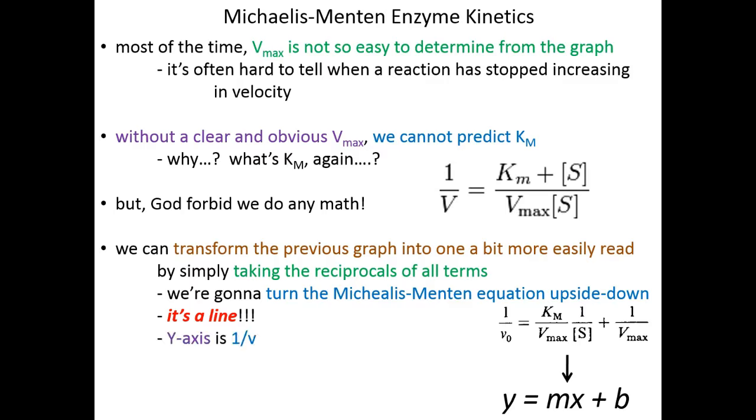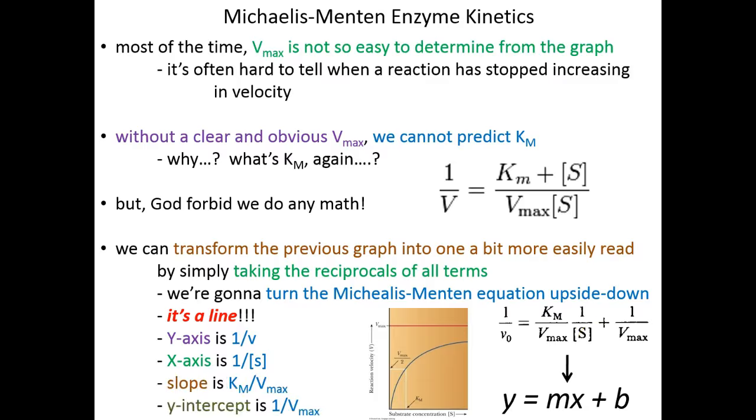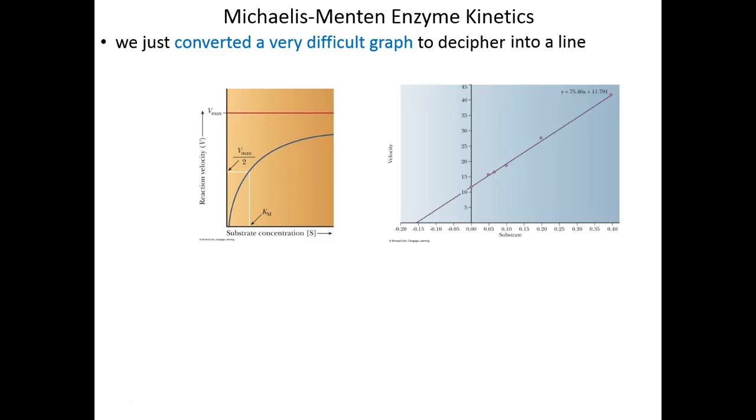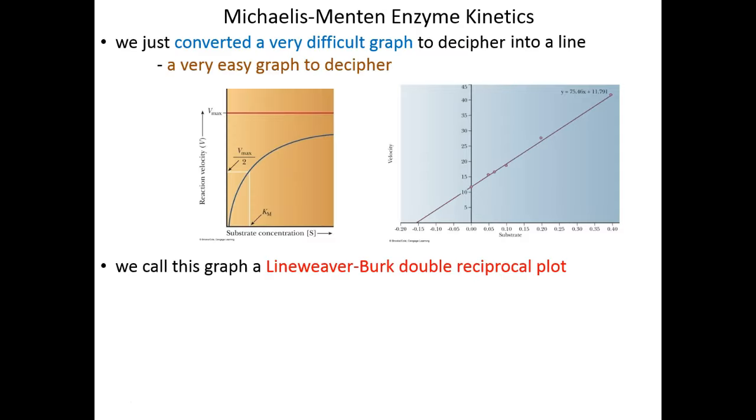The y-axis of our new graph will be 1 over velocity. The x-axis of our new graph will be 1 over substrate. And we'll turn this into a line with a slope that's Km over Vmax and a y-intercept that's 1 over Vmax. So we converted this very difficult to interpret graph into a straight line. A line is much easier to decipher from a Michaelis-Menten perspective, and we'll see why in just a moment.